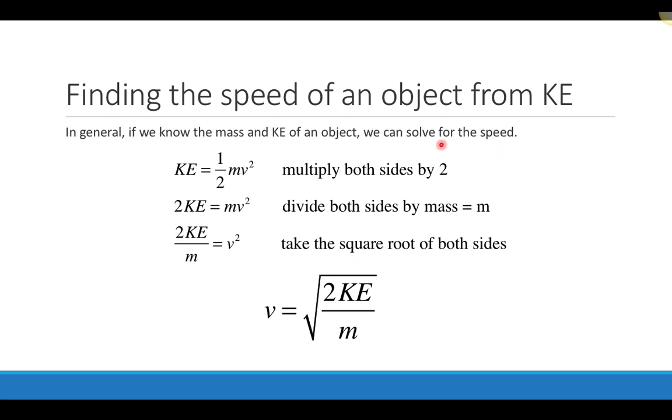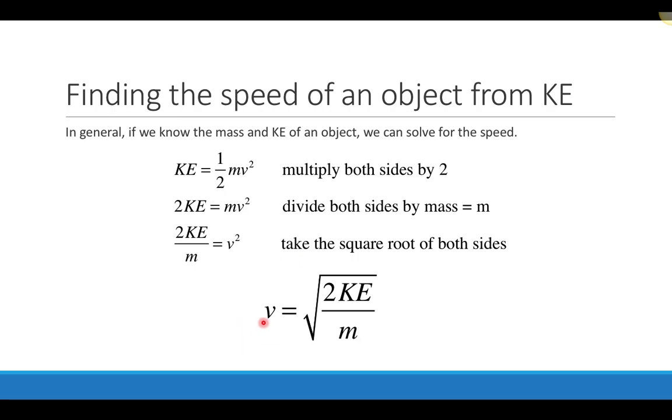So we start off with our expression for kinetic energy, 1/2 mass times the velocity squared. We can multiply both sides of the equation by 2, and that will get rid of the half. So I have 2 times the kinetic energy is mass times velocity squared. I can divide both sides by the mass, and it will get rid of the mass term here, and I get 2 times the kinetic energy divided by the mass is equal to the velocity squared, and then I can take the square root. So this formula here is just a nice one to keep in mind.